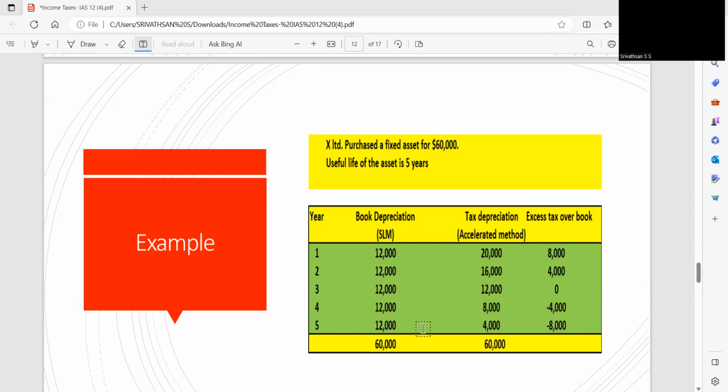When you look carefully, the total of book depreciation is 60,000 and the total of tax depreciation is also 60,000. But the way in which the 60,000 is distributed over the useful life of the asset is different. That creates a temporary difference of $8,000 in the first year and $4,000 in the second year. In the third year, there is no temporary difference because the book depreciation and the tax depreciation are equal. A temporary difference of negative 4,000 is created in the fourth year, and negative 8,000 in the fifth year.